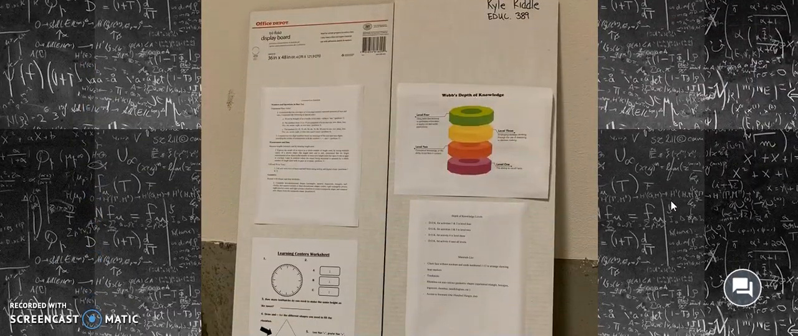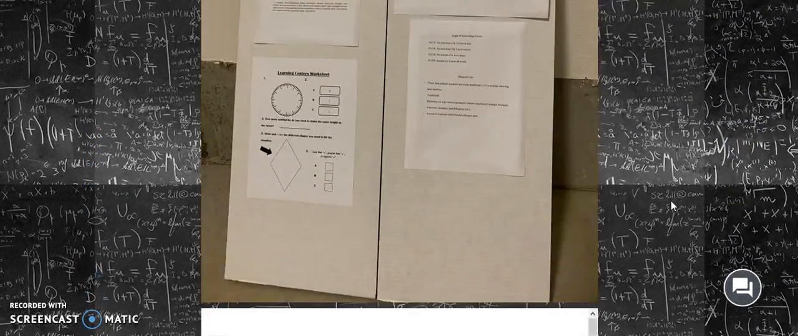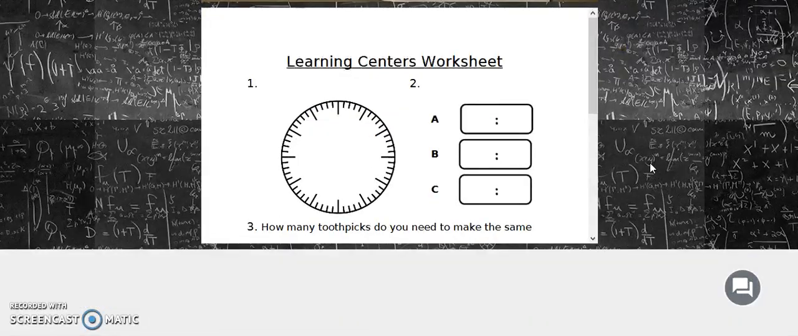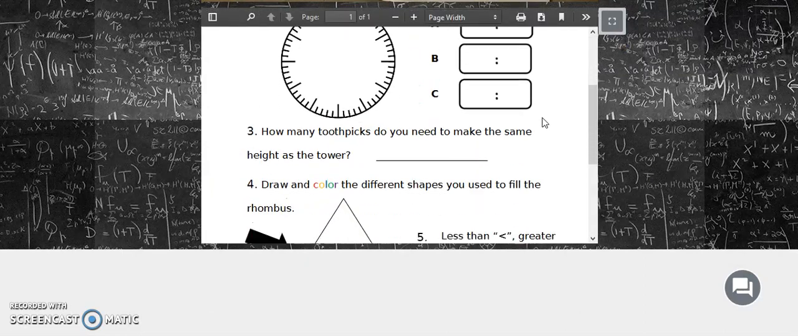And the Learning Center covered different standards, which are all marked and shown on the back there. It also included the depth of knowledge levels for each activity, which would be based off of Webb's depth of knowledge. And then finally, we have a copy of the worksheet that was designed to go along with the Learning Center.